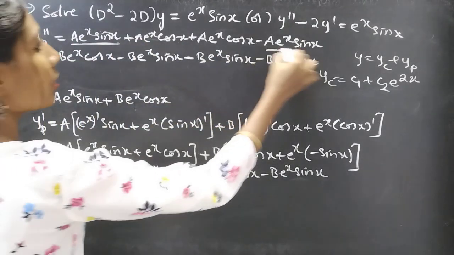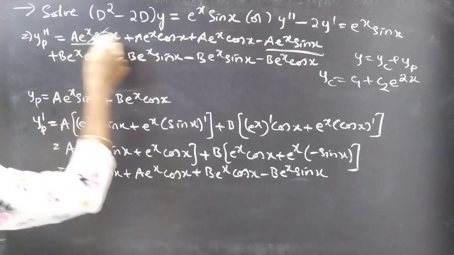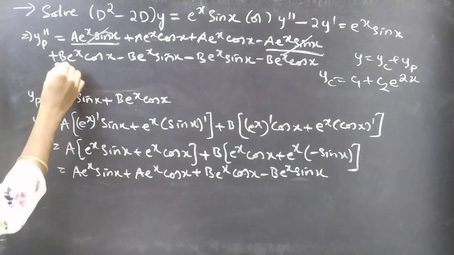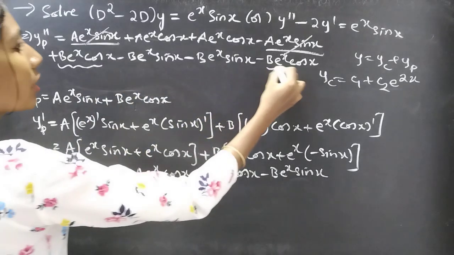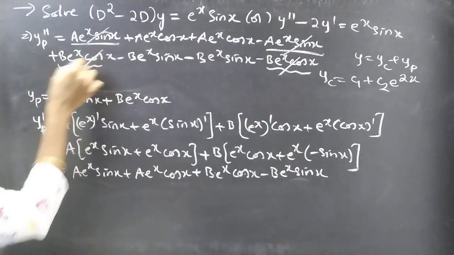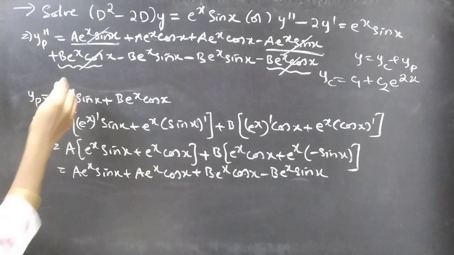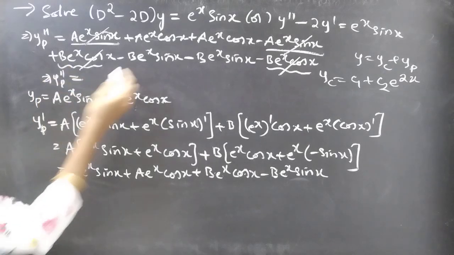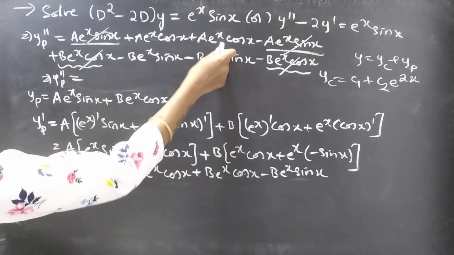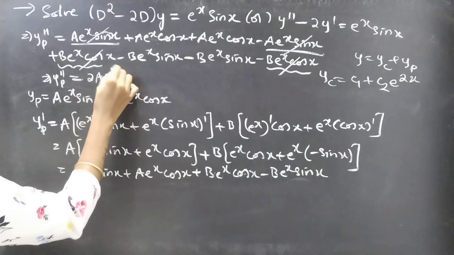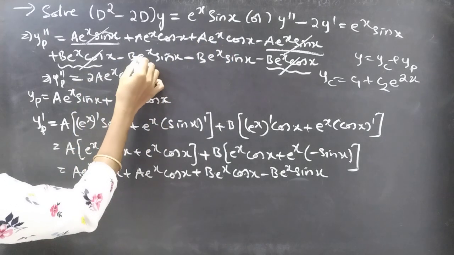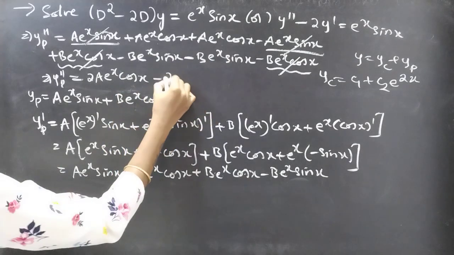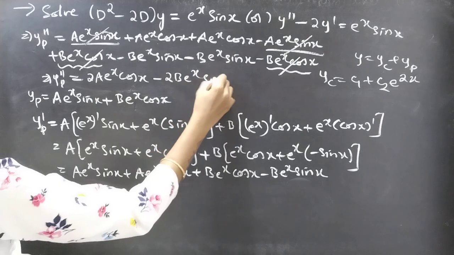Plus a e power x sin x minus a e power x sin x gets cancelled, and plus b e power x cos x minus b e power x cos x gets cancelled. From this we'll get yp double dash equal to a e power x cos x, a e power x cos x, 2a e power x cos x minus b e power x sin x minus b e power x sin x gives minus 2b e power x sin x.